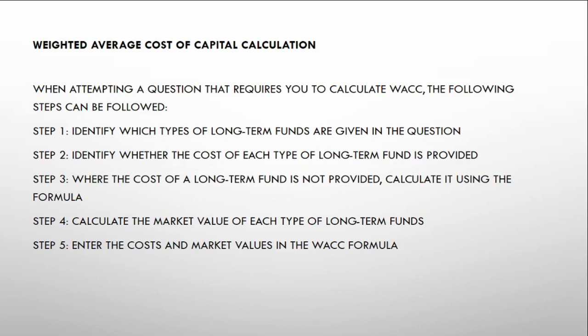Once you have calculated the cost of equity and the cost of debt and the cost of the various sources of long-term finance, you can calculate the market value of each type of long-term funds. Once you have the costs and the market values, you can enter these into the WACC formula, and this will give you your weighted average cost of capital.